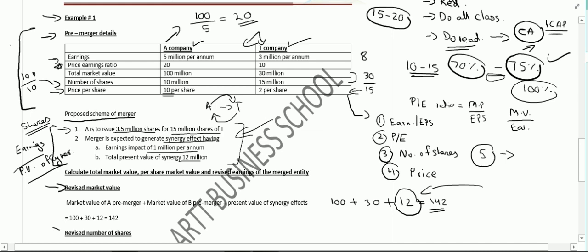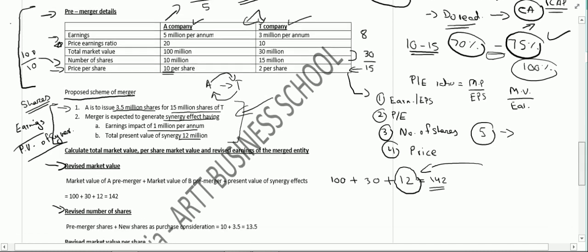Second is revised number of shares. How will we calculate the revised number of shares? Well, before merger A had 10 million shares, and the proposed scheme of merger said that we will issue further 3.5 million shares of our own company, A, and these shares will vanish. They will not be in existence since A has actually acquired T, and therefore the new number of shares will be 13.5. Again, I will repeat that this purchase consideration 3.5 is given as it is.